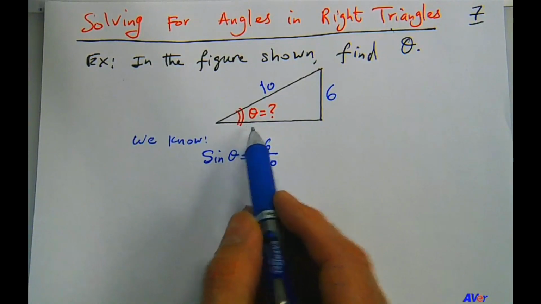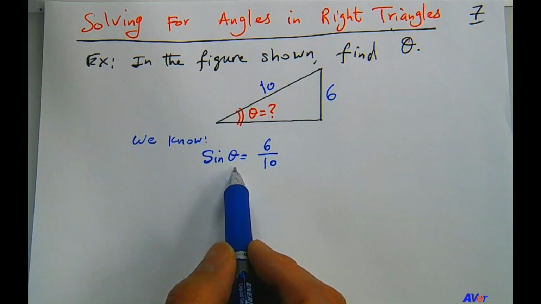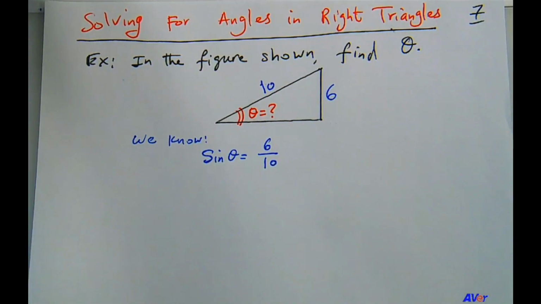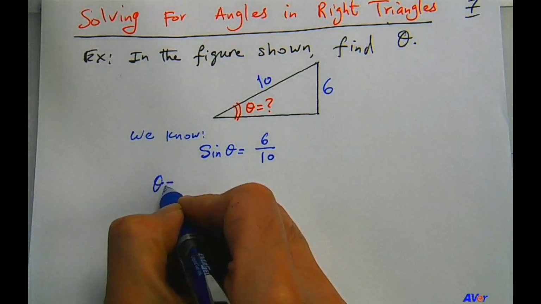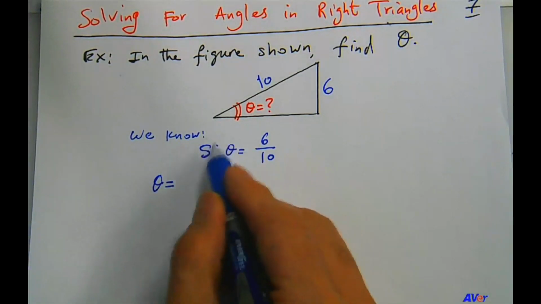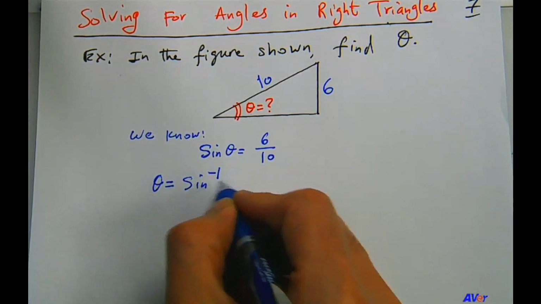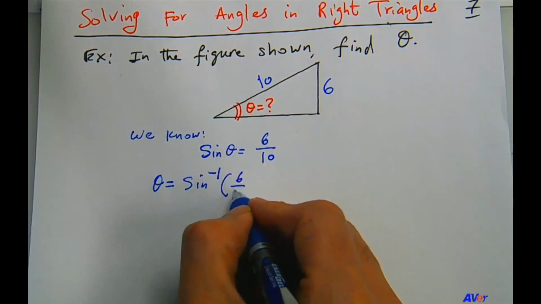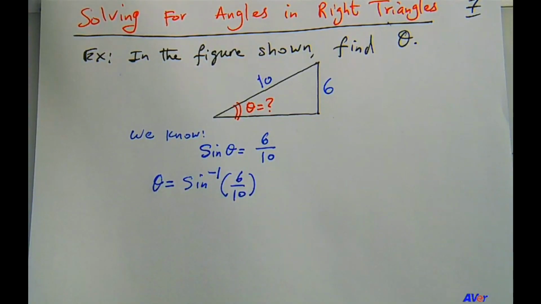To find the angle, we need to find the inverse of this. So how does that work? Well, the examples that we just solved said that if you want to find the angle, you need to take the inverse of this sine. So inverse sine of this result is going to give us the angle.